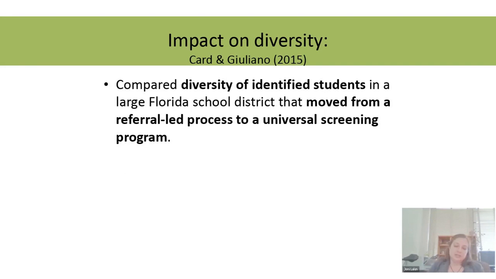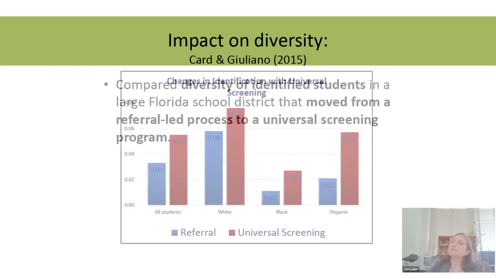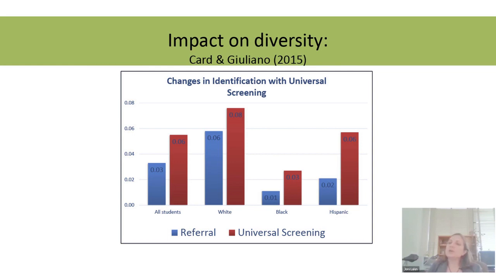So does this actually give us any benefits? And actually we have some data from a large district in Florida that moved from a referral-led process to a universal screening process. So we basically have a natural experiment where they looked at what the influence of universal screening was on student identification. And what they found was that universal screening did increase equity. It did increase the representation of students in gifted programs.